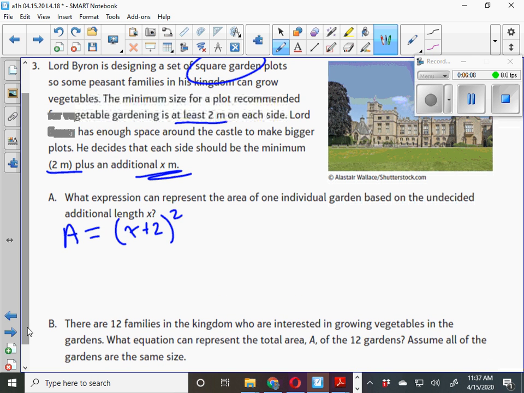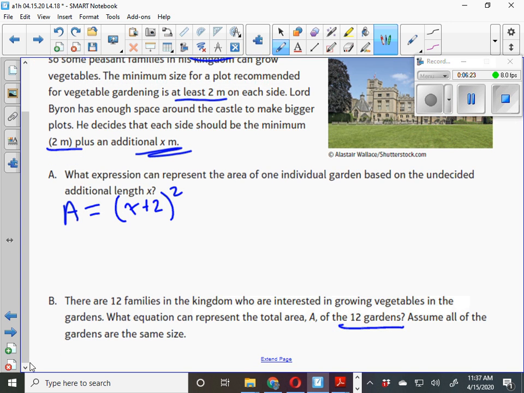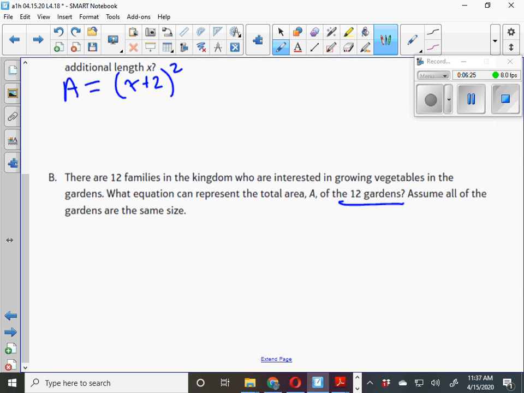There are 12 families in the kingdom who are interested in growing vegetables in the garden. What equation can represent the total area of the 12 gardens? Assume all the gardens have the same size. Well, if that's the case, then our area is going to equal 12 times the x plus 2 times the x plus 2, right? For our total area of garden needed.